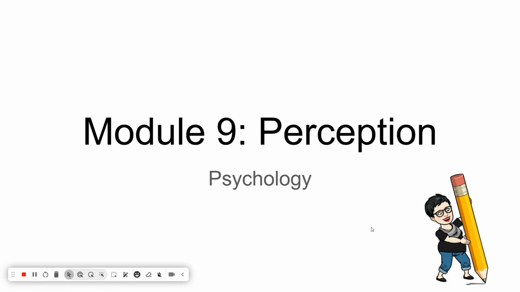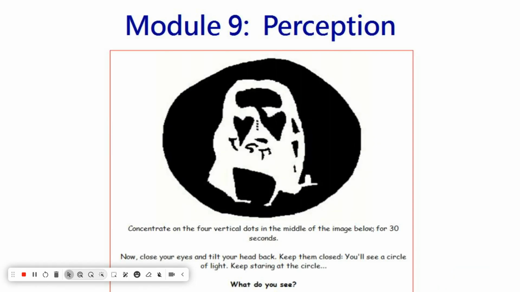I have some notes for the beginning of Module 9, and we're going to talk about perception. To start off, I've got some illusions to share with you. If you take a look at this diagram, and you happen to be fairly close to the screen, there are four dots in the center of your field of vision. If you stare at that for about 30 seconds and then tilt your head back, chances are you're going to see an after image.